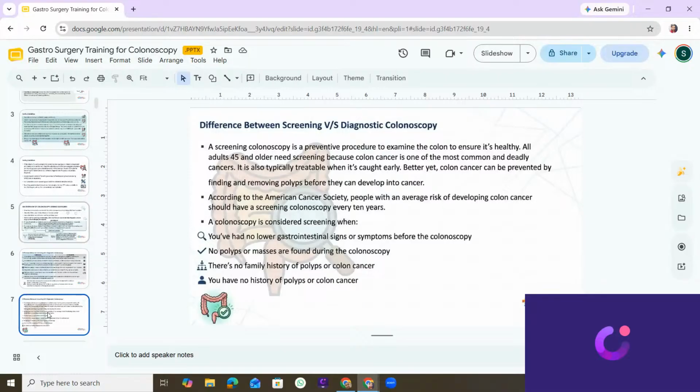The colonoscopy is considered a screening when you had no gastrointestinal signs or symptoms before the colonoscopy. No polyps, no mass are found during the colonoscopy. There is no family history of polyps or colon cancer, and you have no personal history of polyps or colon cancer. So if there are these pointers, like there is no sign and symptoms, no polyps, no family history, no personal history of colon cancer, these kinds of things are not there, then screening will be performed.